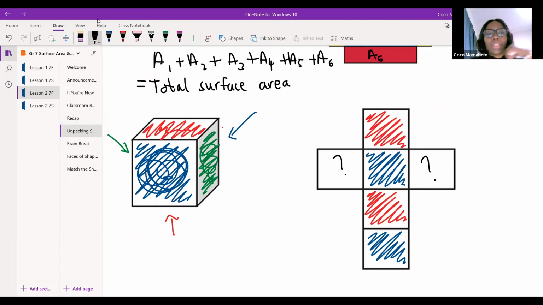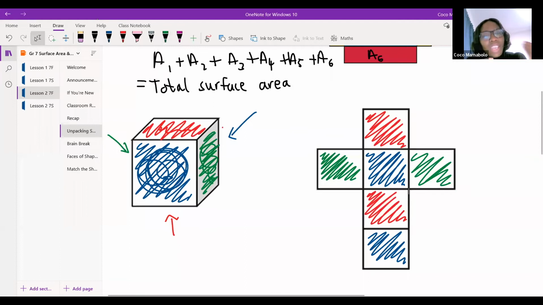Good, Liam. Excellent. It's that easy. They're going to be the sides of my box. So basically what I'm doing is unpacking my box. Good. Titelo says side times side, which is how we calculate the area of a square. You can also use length times breadth, but it's the same thing.